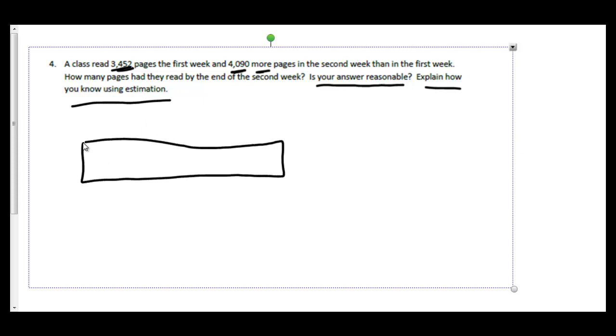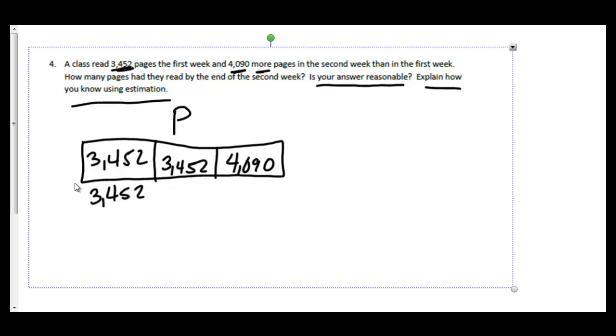Okay, so we're trying to figure out how many pages they read at the end of the first week and the second week. So for the first week, they read 3,452 pages. In the second week, they read the same 3,452 pages, but they also read 4,090 pages more. Okay? I'm not really sure why I went from the bottom to the top, but it doesn't really matter. Altogether, this will tell me how many pages they've read in both weeks.